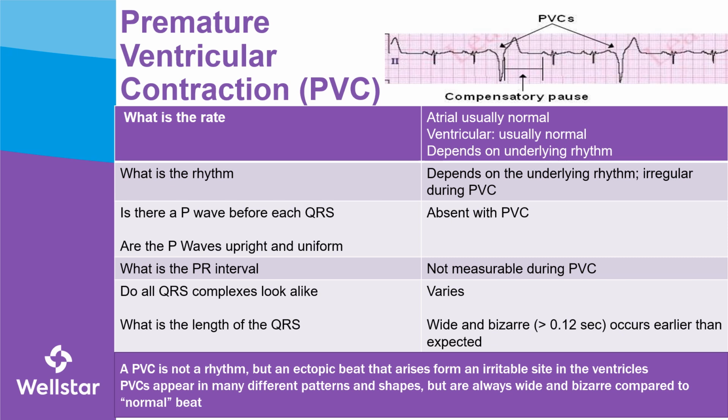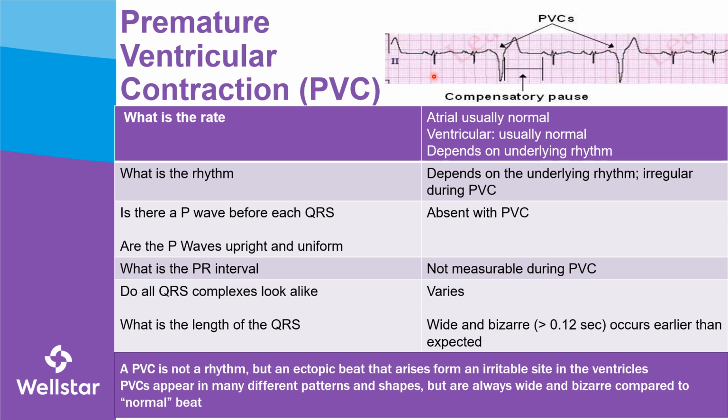Premature ventricular contraction, or PVC. What is the rate? The rate of the atrial discharge is usually normal, as well as the ventricular rate. However, it depends on the underlying rhythm. What is the rhythm? Depends on the underlying rhythm, irregular during a PVC. So because of that PVC being in there, this cannot be considered a normal rhythm. You would not call this a normal sinus rhythm with PVCs.